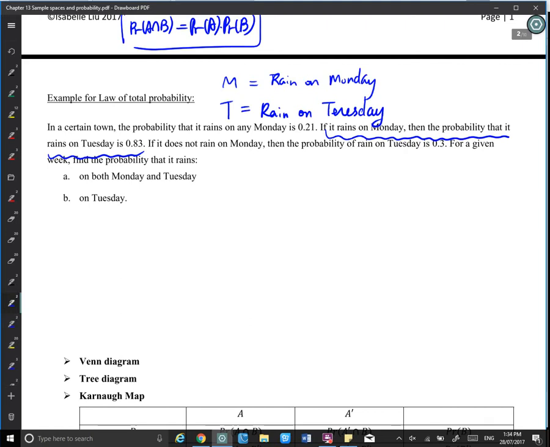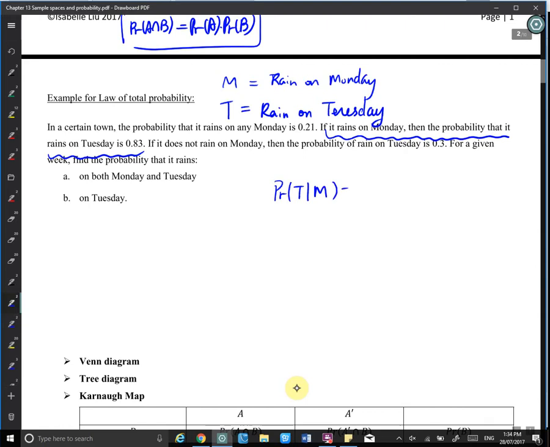If it rains on Monday, then the probability it rains on Tuesday is 0.83. It's definitely a given question. Who is given which? Is it T given M or M given T? T given M. Okay, so we have probability of T given M is 0.83, and the probability of M is 0.21.